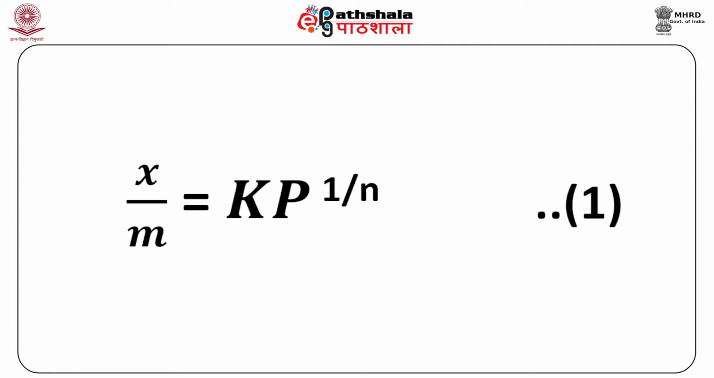m equals to Kp raised to power 1 by n, where x is the mass of the gas adsorbed on mass m of the solid adsorbent at pressure P. K and n are constants for a given adsorbate-adsorbent pair at a particular temperature.